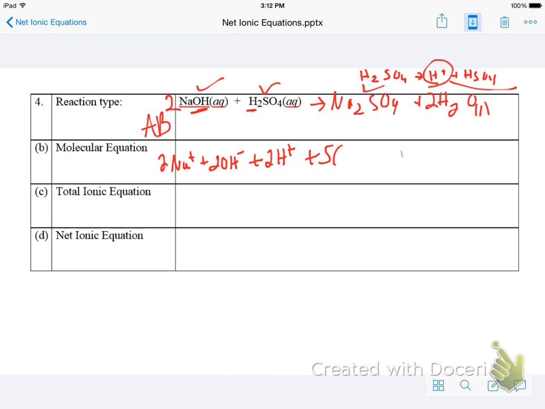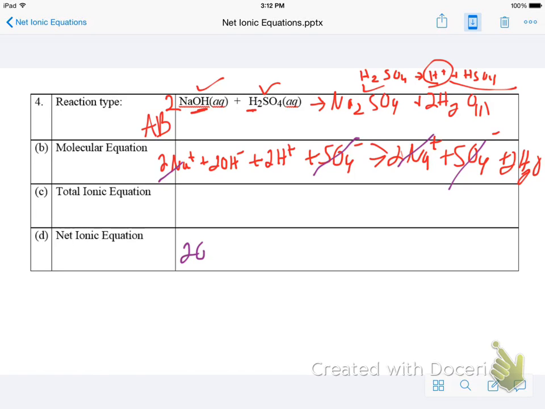Plus my sulfate ion, and I'm going to form 2 sodium pluses plus sulfate minus plus 2 waters. Alright, so let's take a look at our net ionics. I'm going to use purple to do that. I have 2 sodiums. I have sulfate. Alright, so let's see what I have left. This is my net ionic.